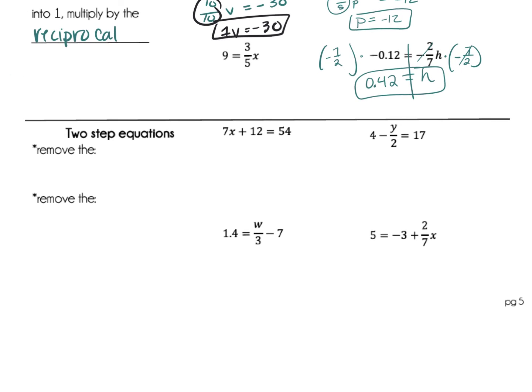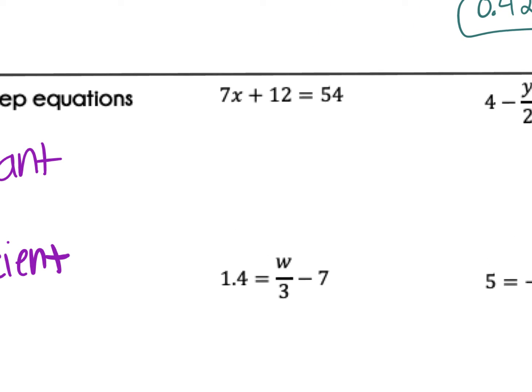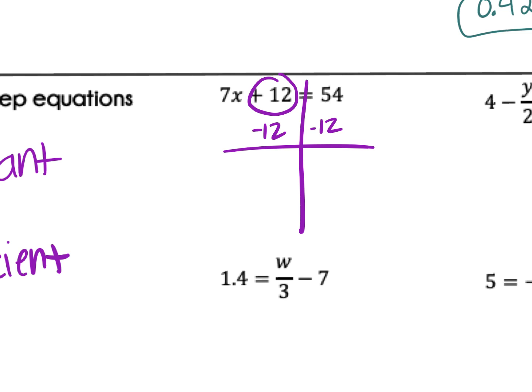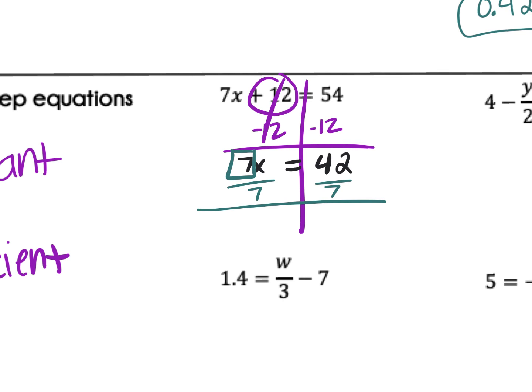So for two-step equations, first you get rid of the constant. Then you get rid of the coefficient. So here my constant, I'm adding 12, the opposite of subtracting 12. We're left with 7x equals 42. My coefficient is multiplying by 7, so I'm going to divide by 7, and x equals 6.